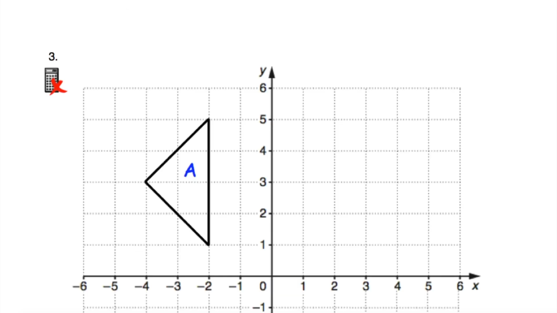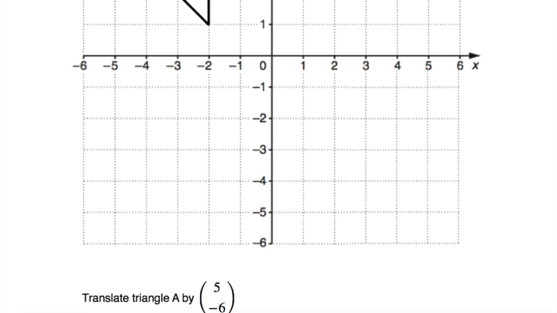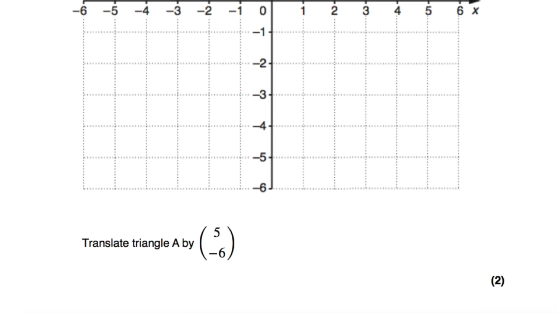Okay, so question number 3, we've got this triangle and we've been asked to translate it by this translation vector here. So let's have a look at this translation vector. We've got 5, negative 6. So it's going to be 5 squares to the right, and then negative 6 will be 6 down. So we're going to go 5 right and 6 down. 5 squares right and 6 squares down.